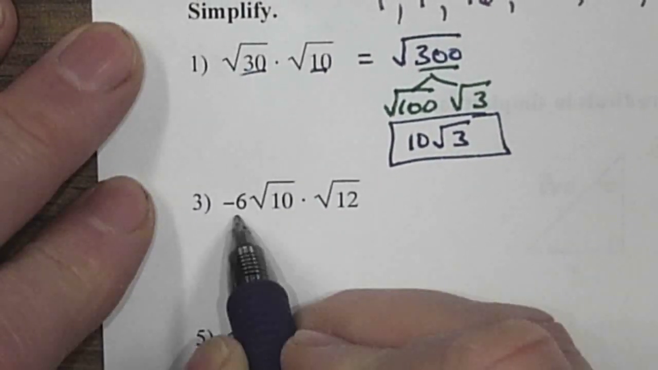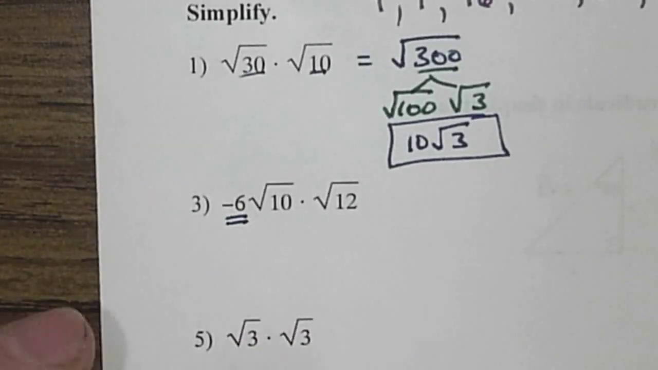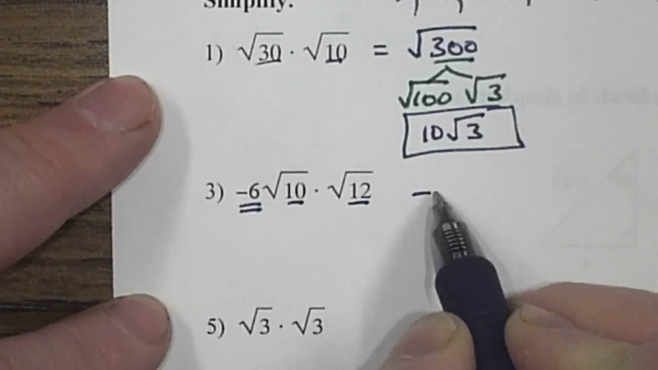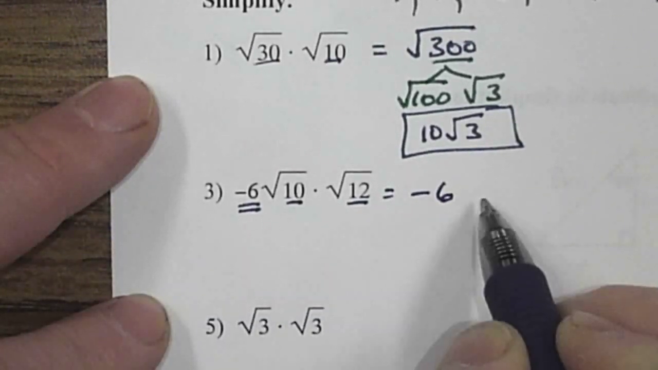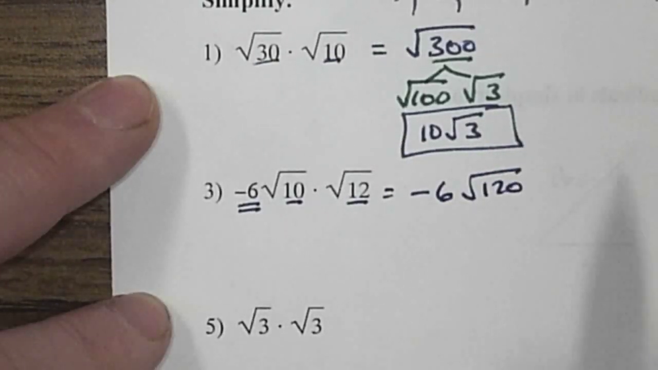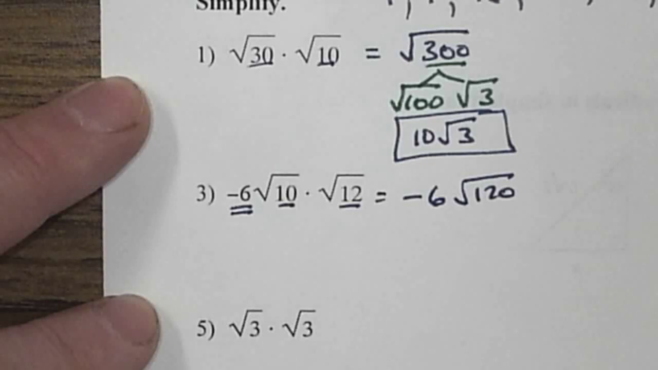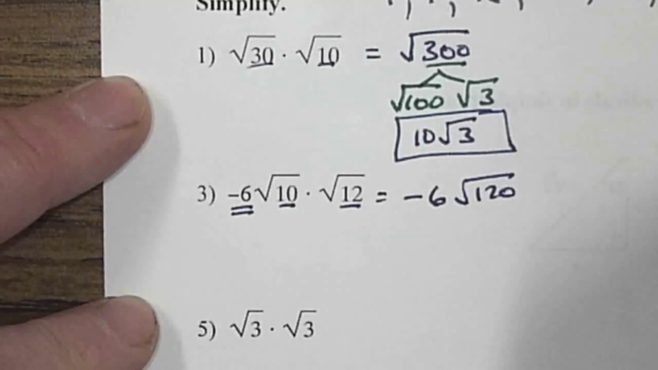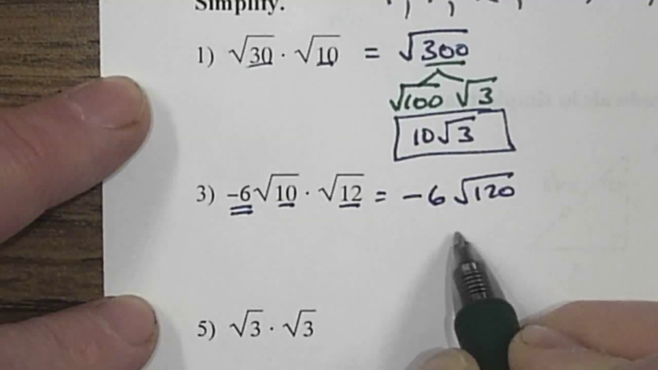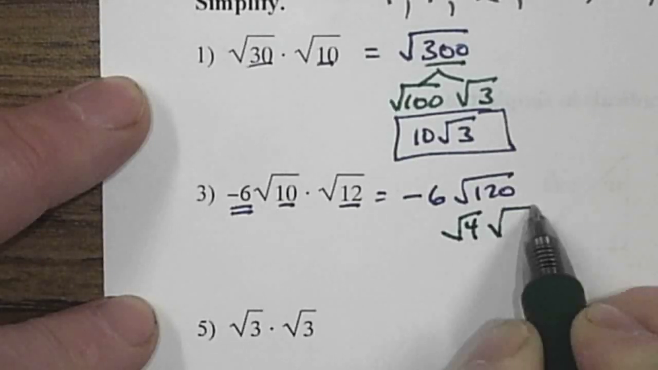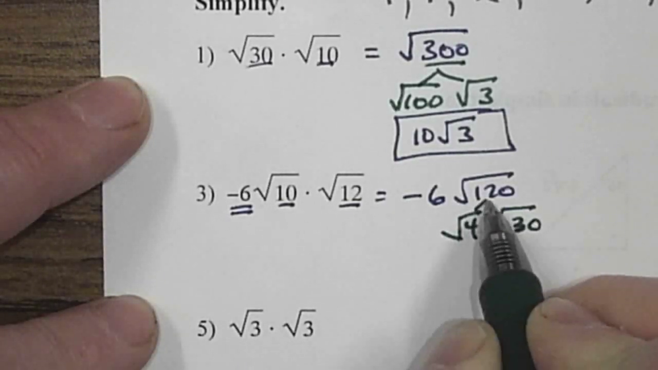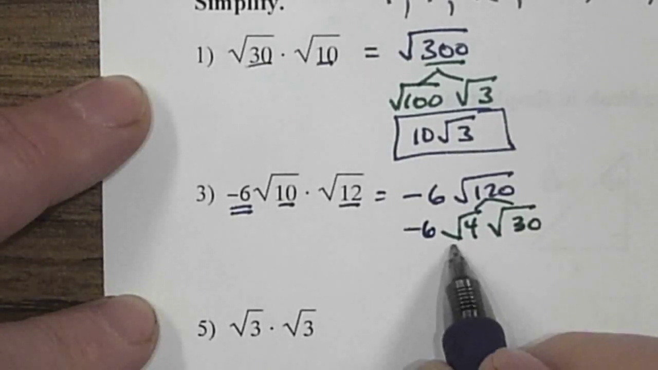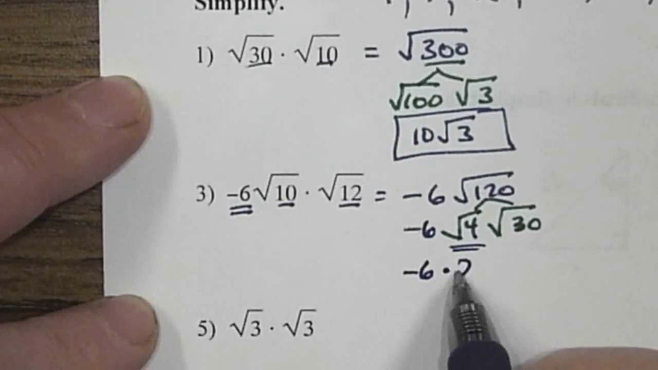Now, when you're multiplying radicals and you have a number on the outside, that will never multiply to the inside. It'll only multiply to the outside. So we're going to multiply 10 times 12. We end up with negative 6 on the outside, square root 120. And then when we go through our perfect square numbers, we find out the biggest number that goes into 120 is the square root of 4. Square root of 4 times the square root of 30 is the square root of 120. The negative 6 still is outside. We can take the square root of 4 and get 2.